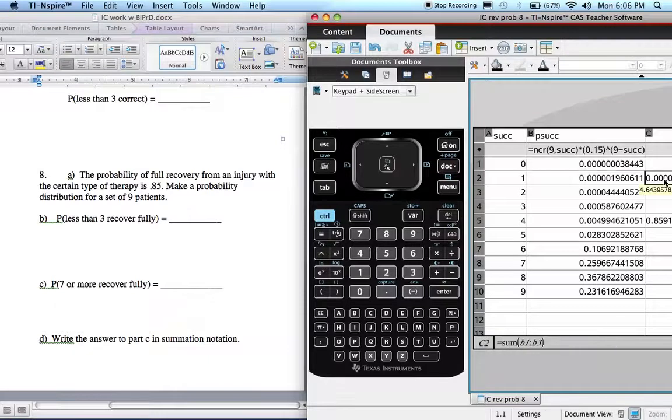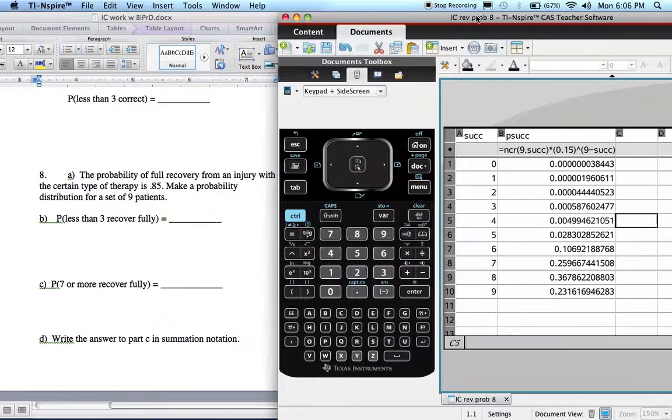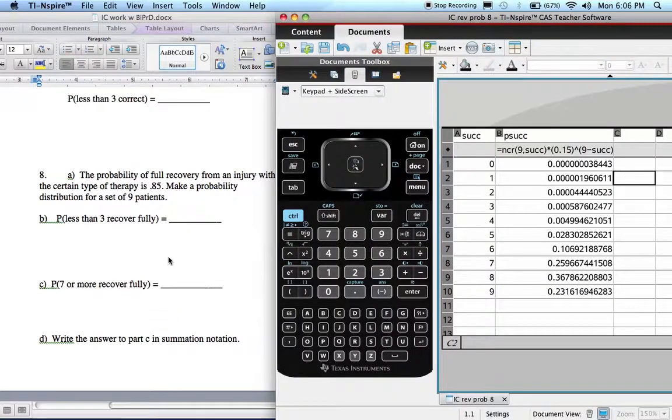And so how do we get those numbers? The first one says that less than 3 recover. That would be 2, 1, or 0. And so if we want to see what that is, we can ask it to sum up the probabilities in cell B1 to B3. And if we do that, we get something like that. 0.00005 if you round to 5 decimal places. So that's the answer to part B.